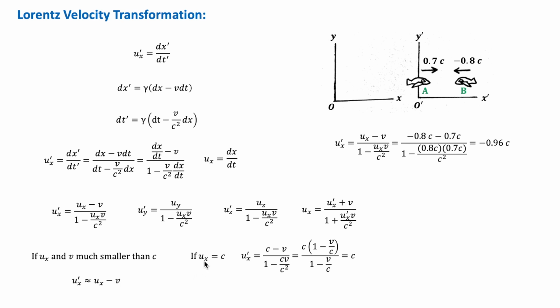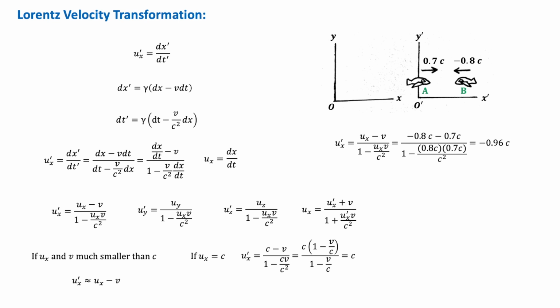And also, if ux is equal to c, then ux dash is also equal to c. And this shows that if the speed of an object is c relative to S, then it is also c relative to S dash. So it is independent of the frame of reference. And this is consistent with Einstein's second postulate, which states that the speed of light is c relative to all inertial frames of reference. Also, to find ux in terms of ux dash, we replace v by minus v and interchange ux and ux dash here, and we get this expression.